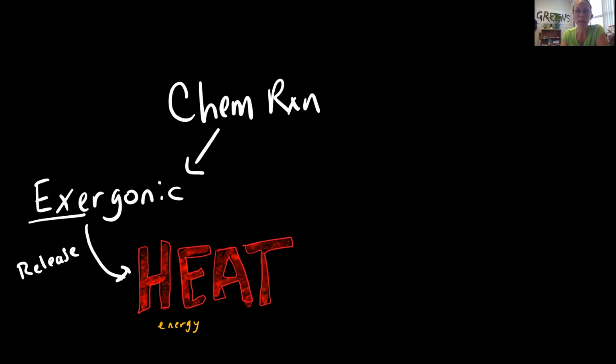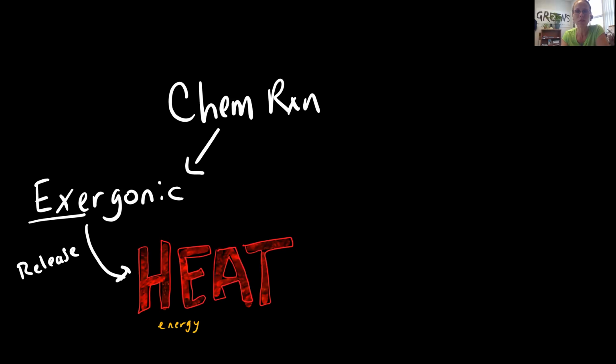If you've used hot hands before, you've been holding an exergonic reaction in your hands, and that's actually what's causing that hot hand to get hot. So you have to sort of squeeze it to activate it, and once you do that, you get that generation of heat. That is an exergonic reaction.